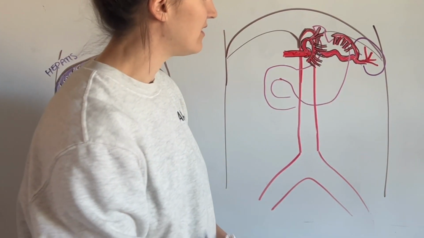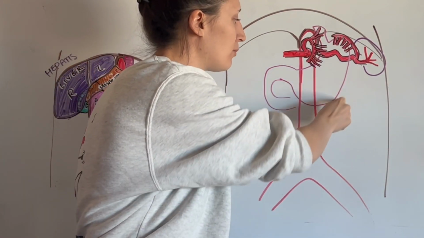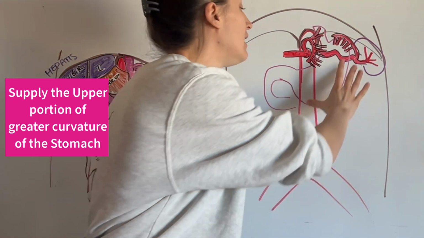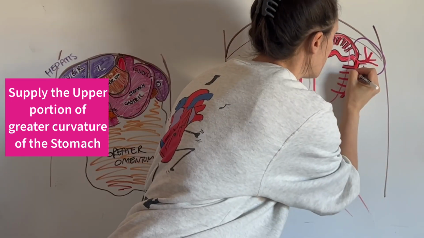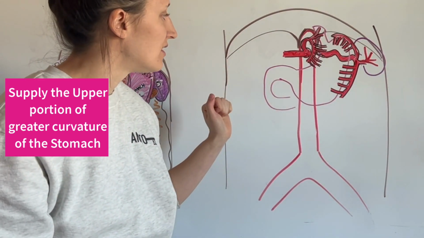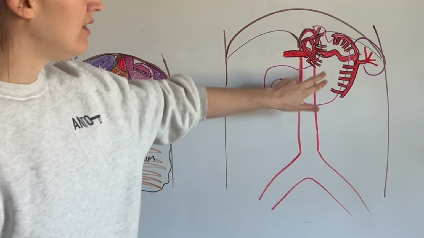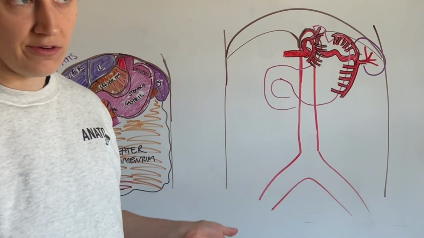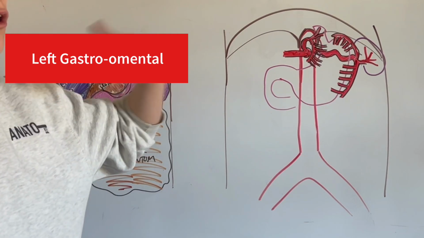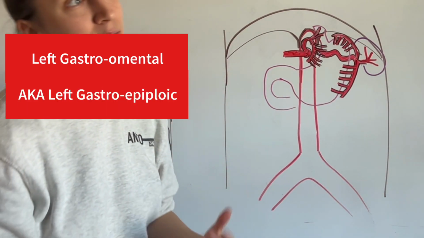The other branch is another gastric artery, but this gastric artery is going to supply the upper portion of the greater curvature of the stomach and is literally going to run in the greater omentum. This artery in the greater curvature of the stomach, running in the greater omentum, is called the gastro-omental or epiploic artery. Now, I just said a lot of words, so I want to explain them.